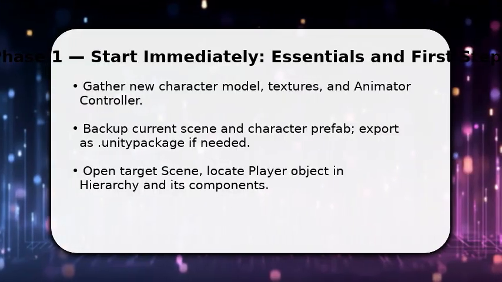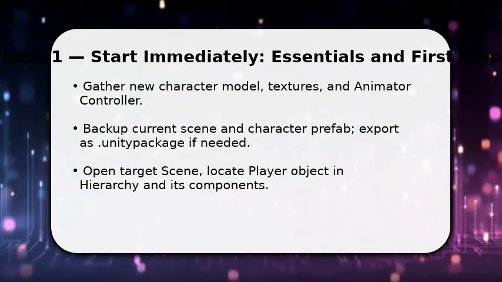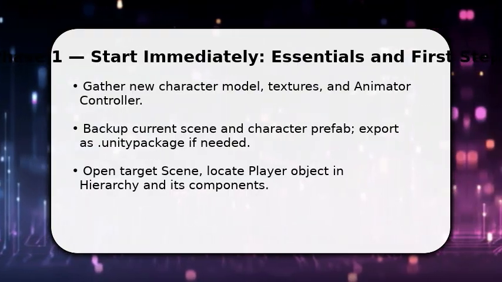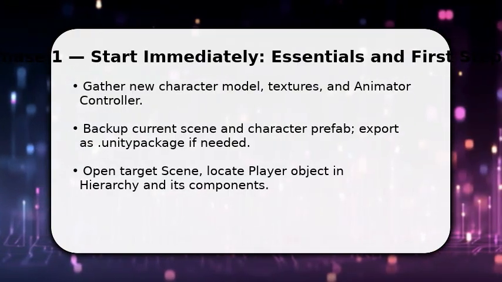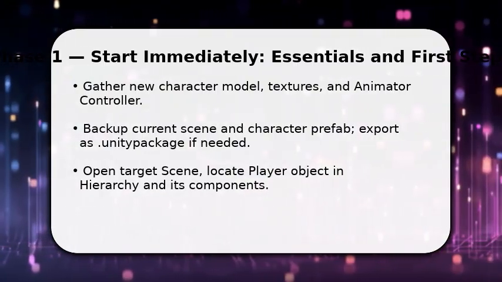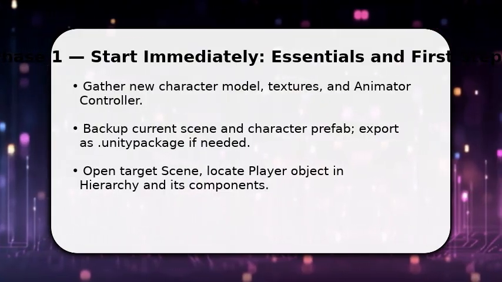You start by preparing what Unity needs: the new model, textures, and an animator controller that matches your animation rig. Once done, make a quick backup of the current scene and the player prefab so you can revert. Now open the target scene and select the player object in the hierarchy. Inspect its transform, animator, and any custom scripts.